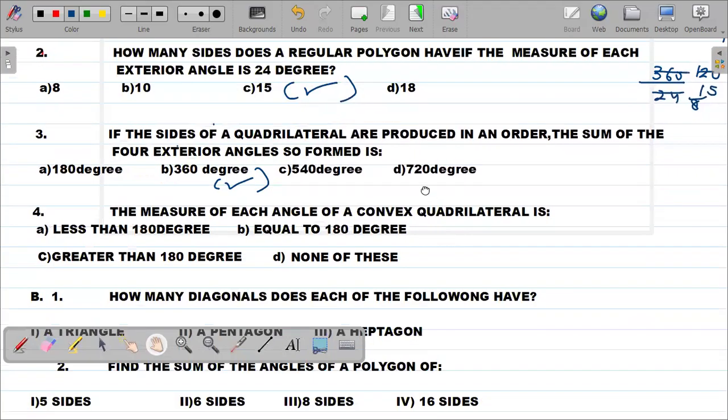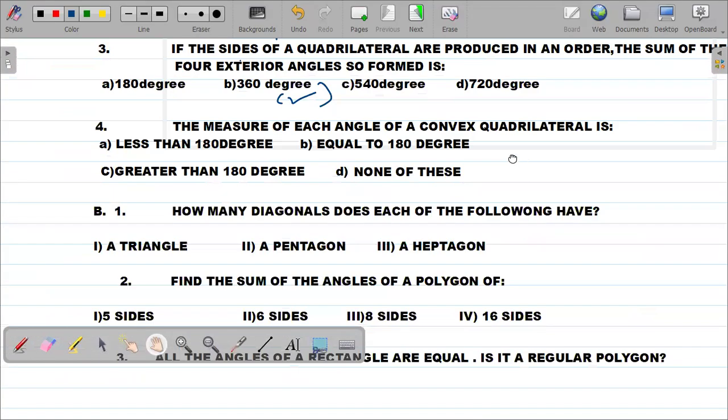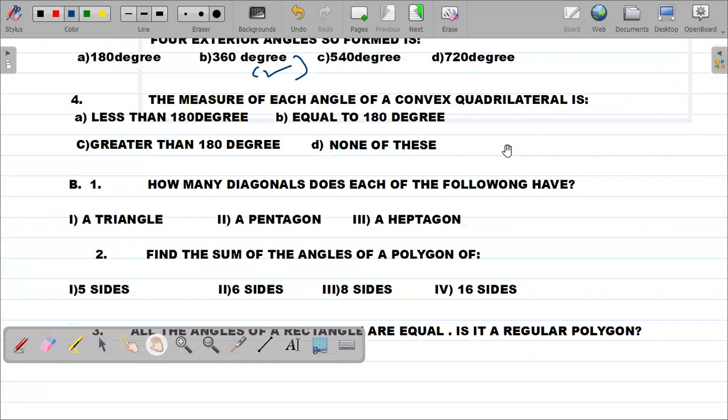The measure of each angle of a convex quadrilateral is less than 180 degrees, equal to 180 degrees, greater than 180 degrees, or none of these. It will be less than 180 degrees. This is our correct answer. The answer of the fourth question is less than 180 degrees, which is A. Now let's move further.